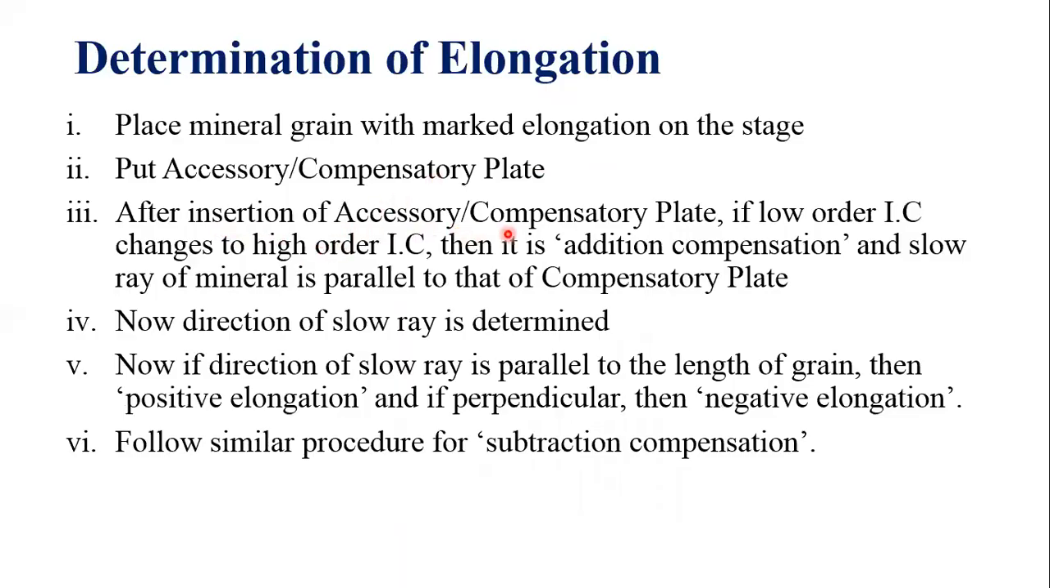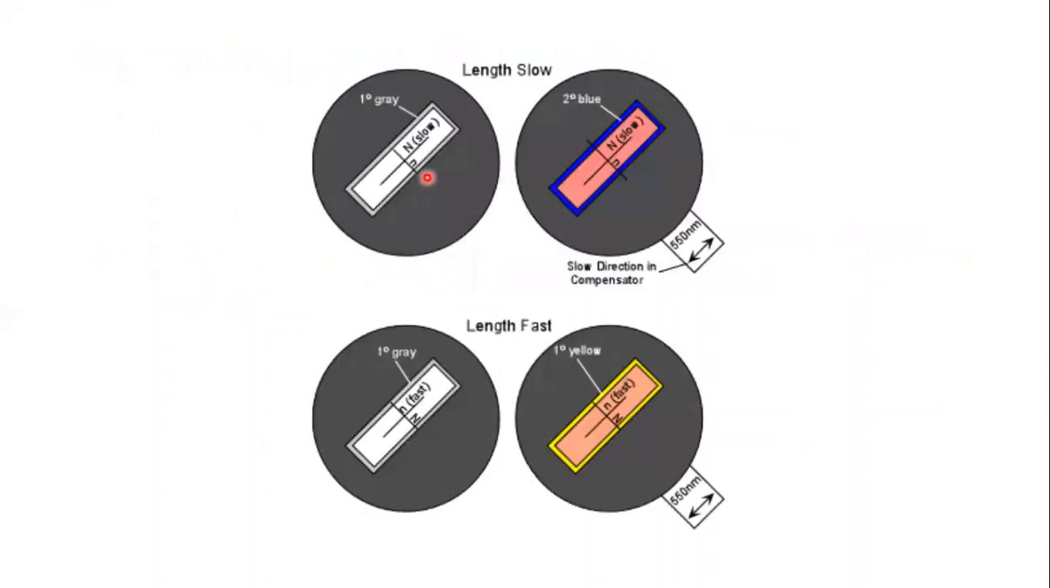So after the insertion of the accessory or compensatory plate, if a low order interference color changes to a high order interference color, then it is addition compensation. And whenever addition compensation occurs, the slow ray of the mineral is parallel to that of the compensatory plate. In these first two diagrams, you can observe that addition compensation has occurred because first order gray interference color has changed into second order blue interference color. It means that addition compensation has occurred.